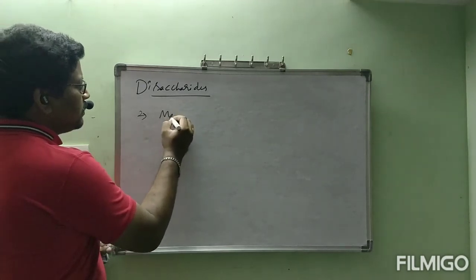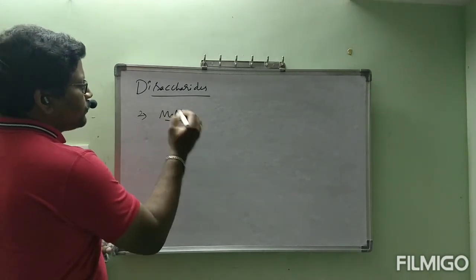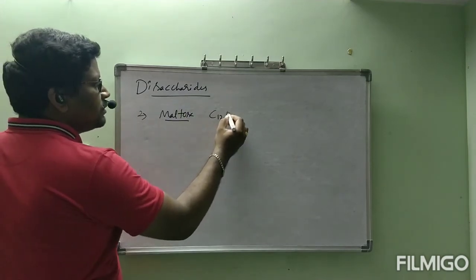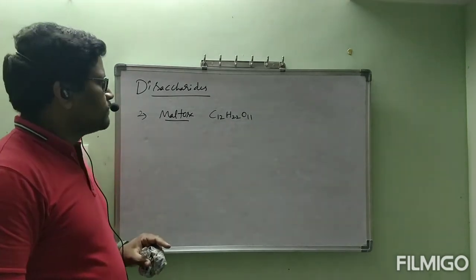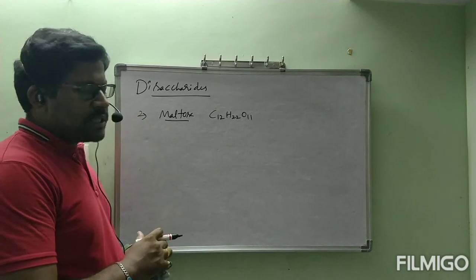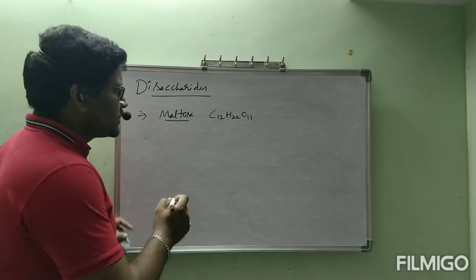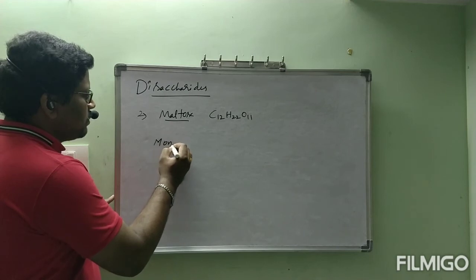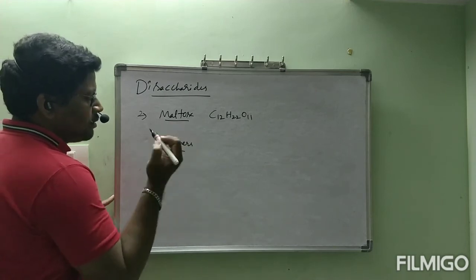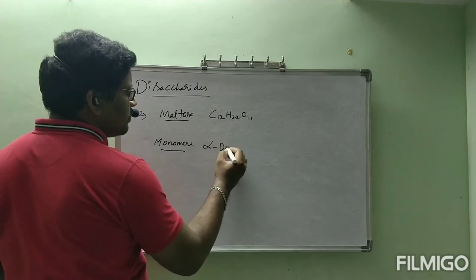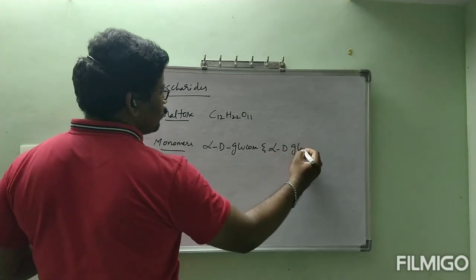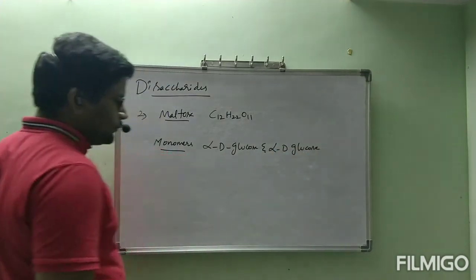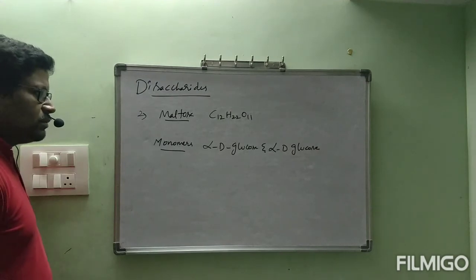maltose. The molecular formula of maltose is also C12H22O11. The monomers are alpha D glucose and alpha D glucose. Both are alpha D glucose molecules only. These are the monomers present in maltose.